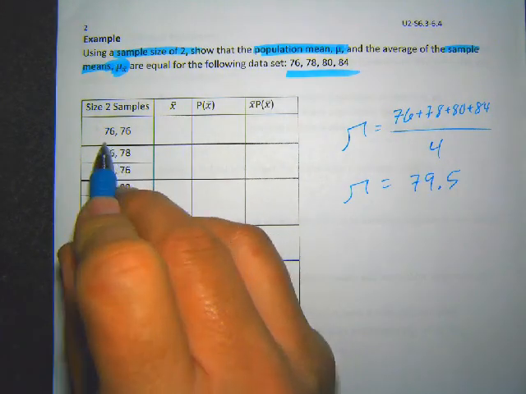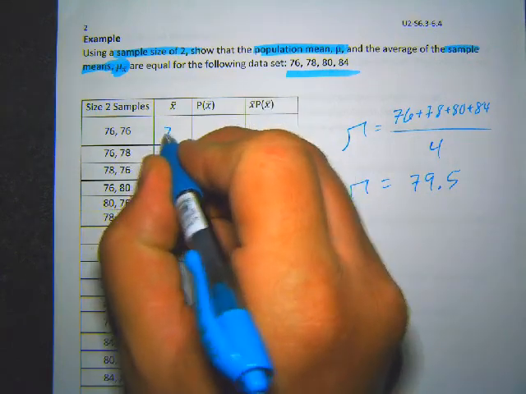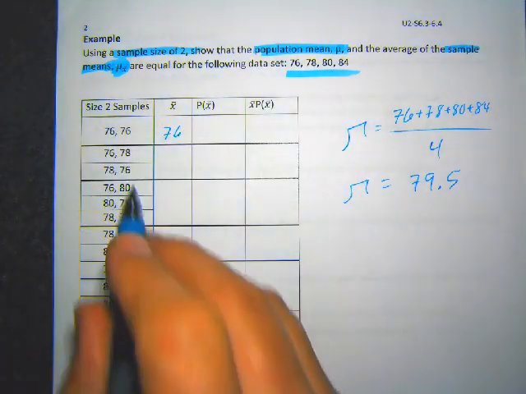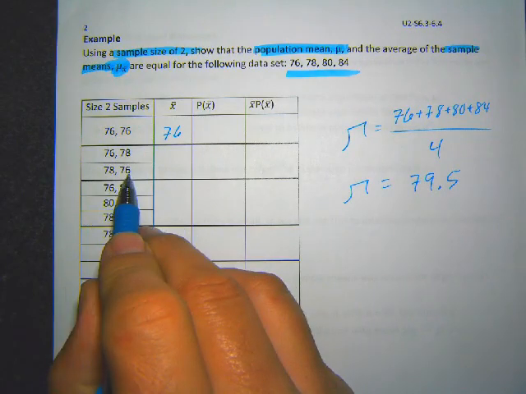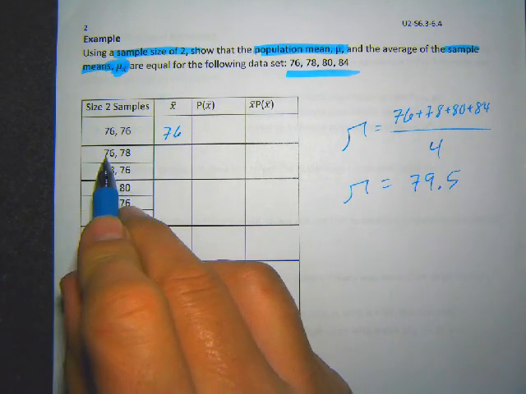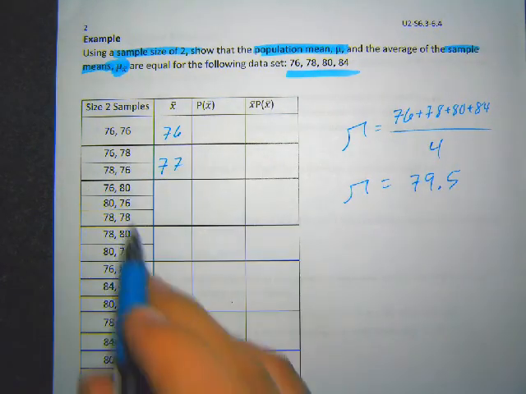So if in this first sample I picked 76 both times, what's the average? Well, the average in this case would be 76, because 76 plus 76 divided by 2 is 76. These ones, I got 76, 78, or 78, 76. Those would be 2 different samples. Both of these are going to have an average of 77, because that's halfway between those two.